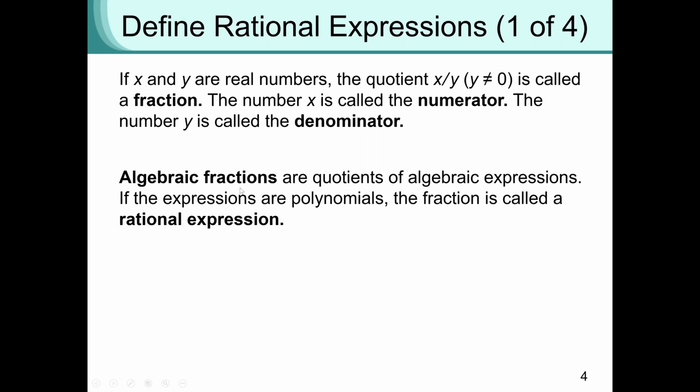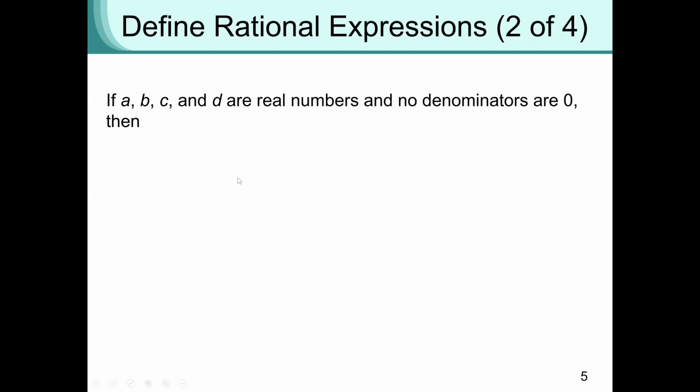So algebraic fractions are quotients of algebraic expressions. Now, if the expressions are polynomials, then we call the fraction a rational fraction or a rational expression. So the concept we already talked about, what is a polynomial? A polynomial is when you have an algebraic expression with more than one term. An example would be 3x squared plus 5 is a polynomial, or 3x squared plus 2y plus 10 is a polynomial. So we're going to see an example soon.